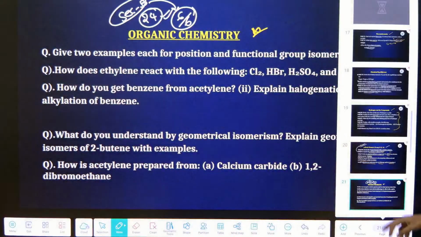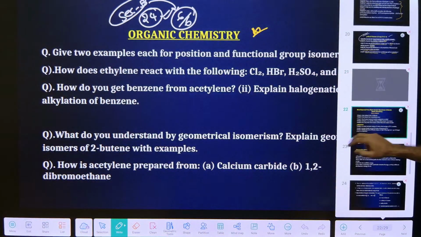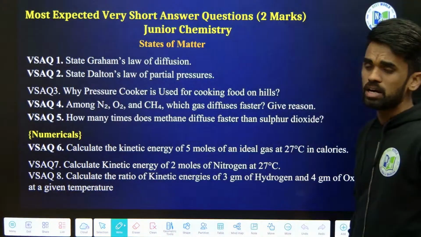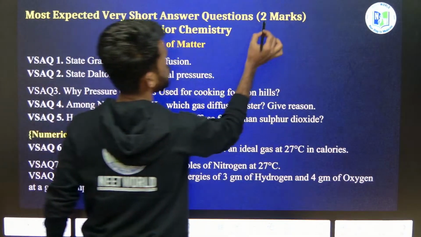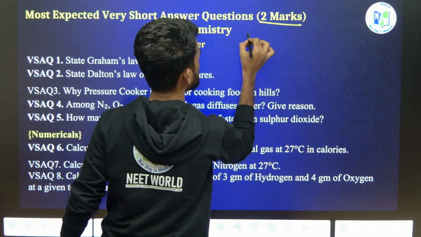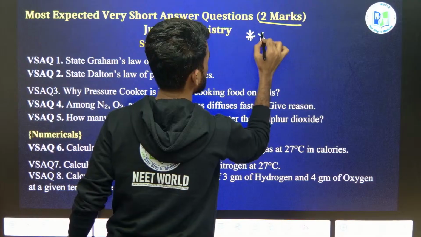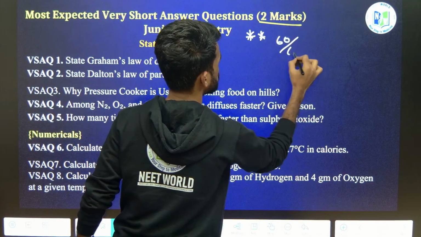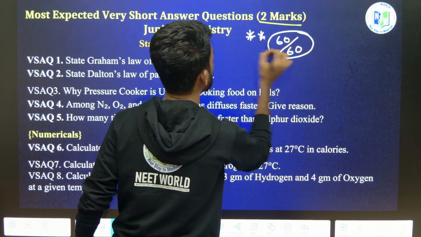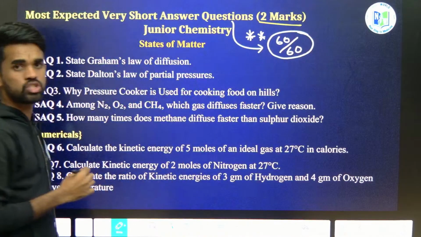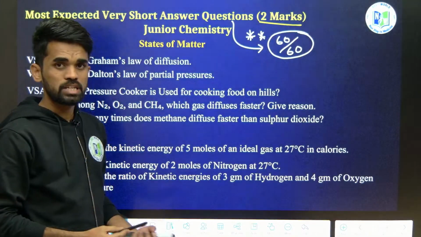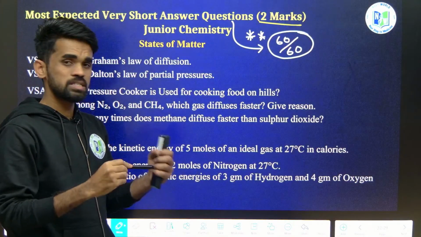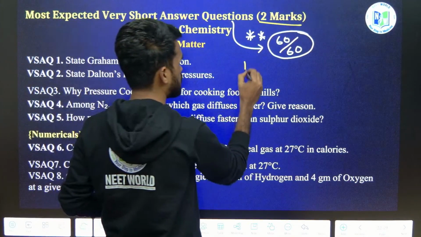So next I am going to share with you a list of very short answer type questions, VSAQs. These are just 2 marks questions, but these 2 marks questions will decide your 60 out of 60. Your 60 out of 60 is decided by these VSAQ questions only, because there is no choice from the questions. You need to attempt all 10 questions here.